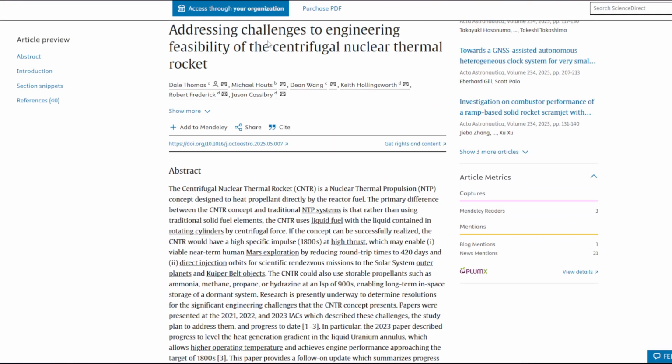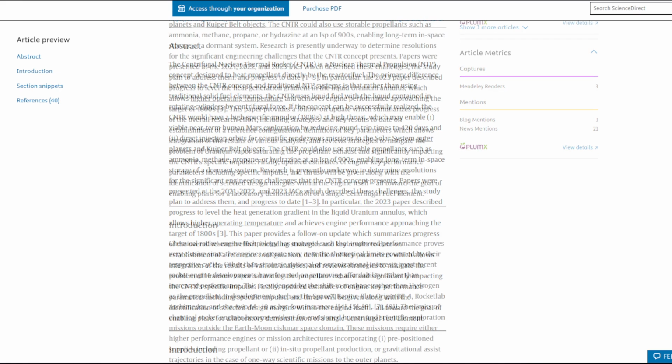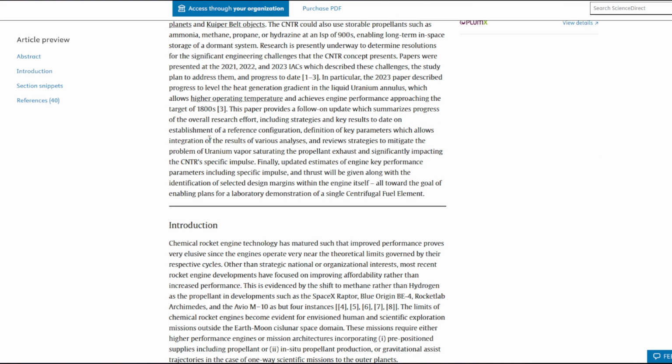Here is another paper addressing challenges to engineering feasibility of the centrifugal nuclear thermal rocket. And so here it says, definition of key parameters which allows integration of the results of various analyses and reviews strategies to mitigate the problem of uranium vapor saturating the propellant exhaust and significantly impacting the CNTR specific impulse.